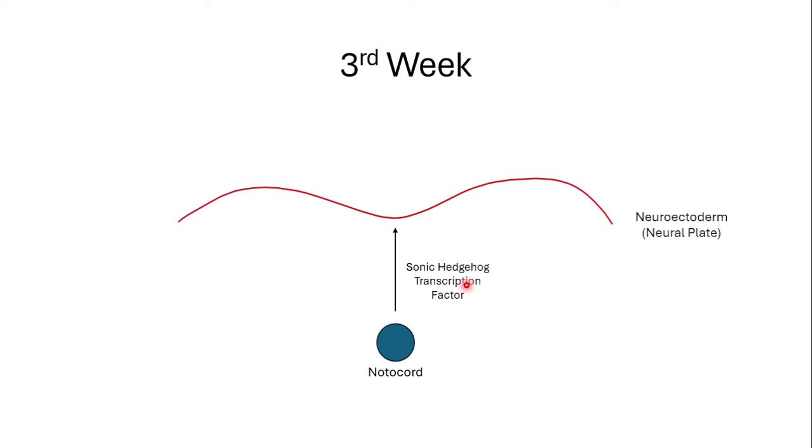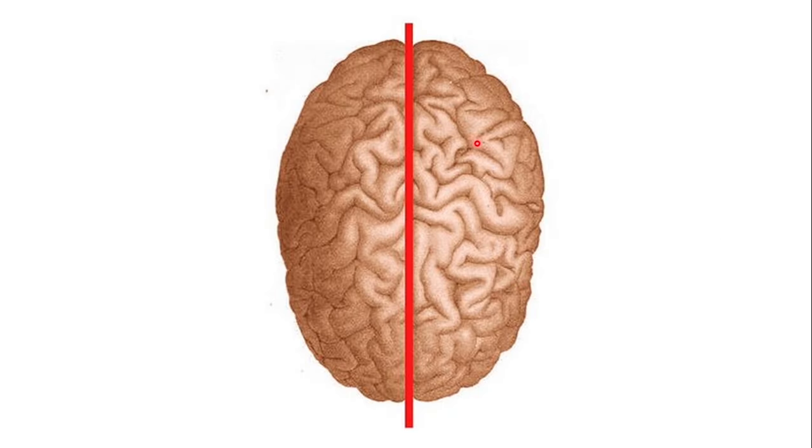So, the sonic hedgehog transcription factor has a lot of other functions, including the separation of the cerebral hemispheres into right and left cerebral hemispheres. As we all know, our cerebral hemispheres are composed of a right and a left hemisphere, and all those little bulges here called the gyri, and all those little grooves here called the sulci. I don't really know how they pronounce it, but I'm just going to call it sulci, okay?